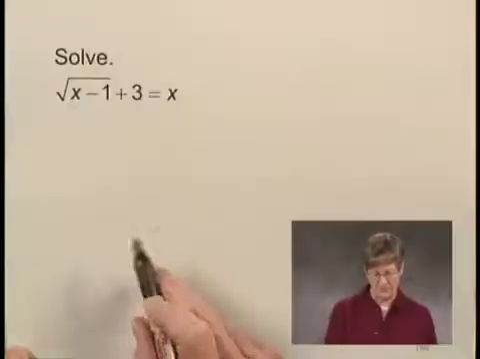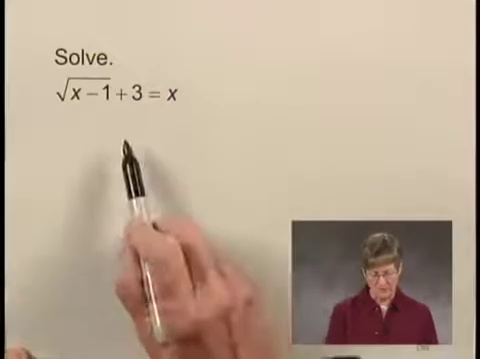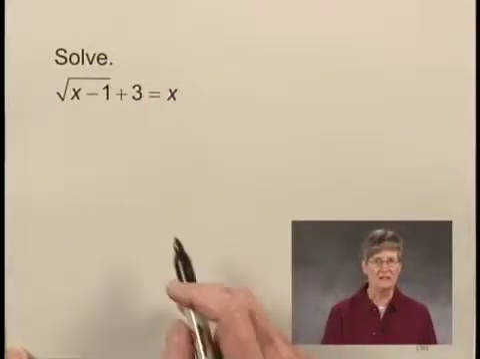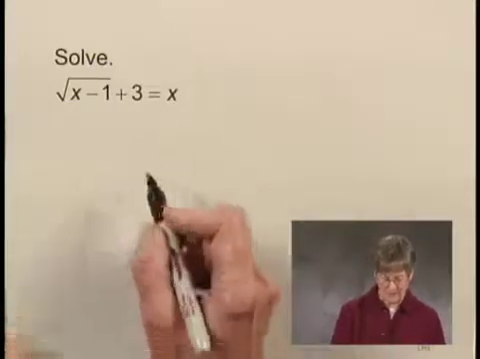We'll solve a radical equation in this exercise. We have the equation, the square root of x minus 1 plus 3 equals x. Now the first thing that we want to do in this equation is to isolate the radical on one side of the equation. And I can do that by subtracting 3 on both sides.